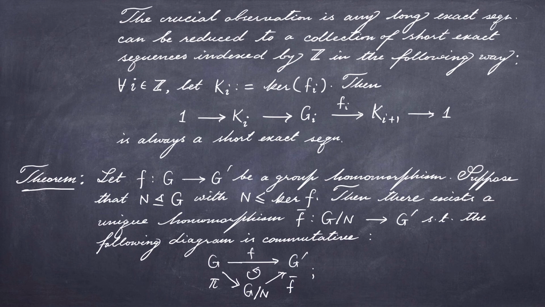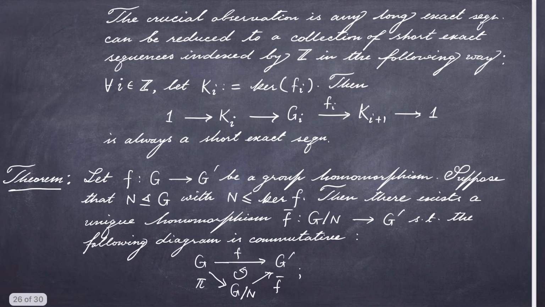Now we will be proceeding towards the proof of the second and third isomorphism theorems. The following is just a useful extension of the first isomorphism theorem. It says that given a group homomorphism phi, suppose that N is a normal subgroup of G contained in the kernel of phi, then there exists a unique homomorphism f bar from G mod N to G prime such that the diagram is commutative. All right.